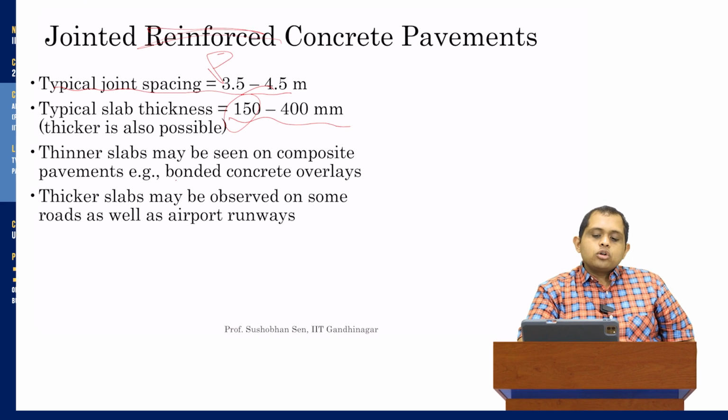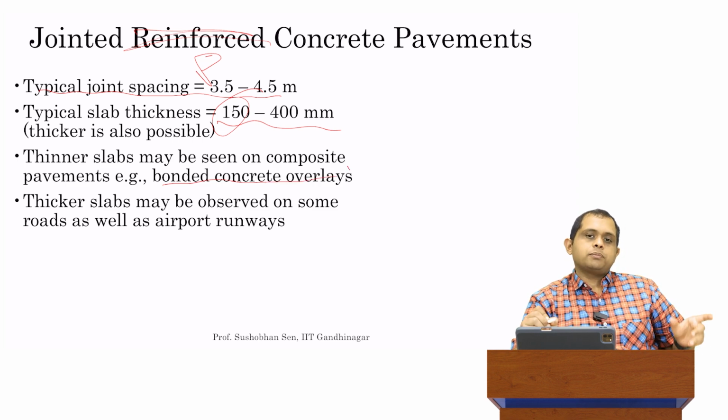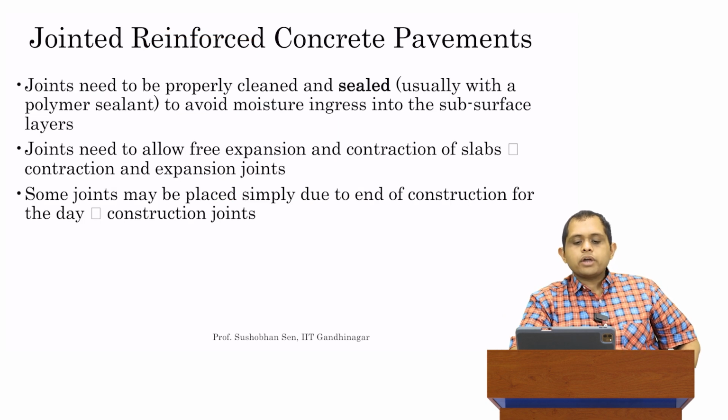Thinner slabs, as I said, could be on composite pavements. It's difficult to have thinner slabs. They essentially are too weak. They develop too much stress. So thinner slabs may be used as a composite with an existing pavement, and thicker slabs may be used on runways.